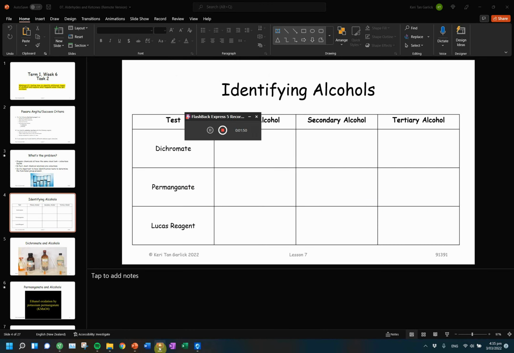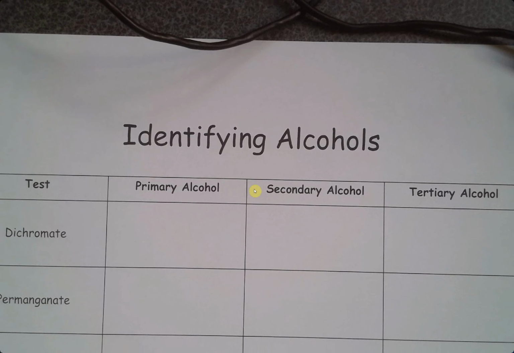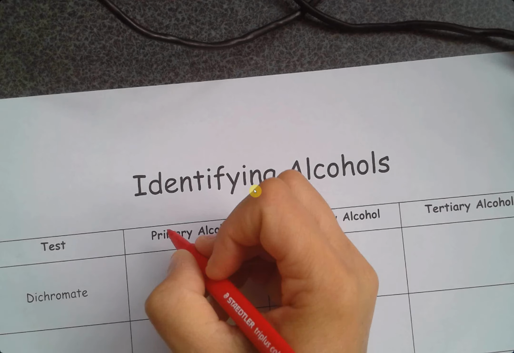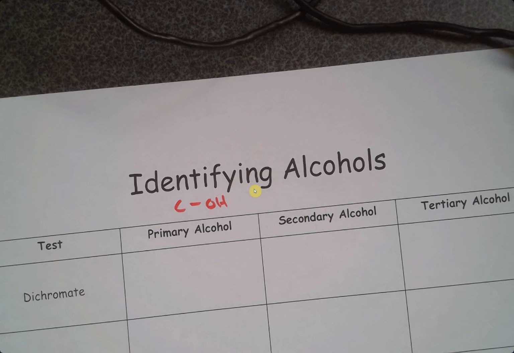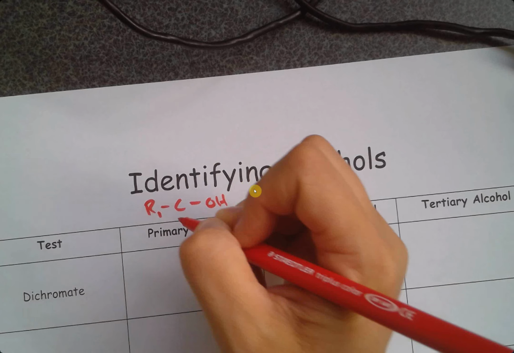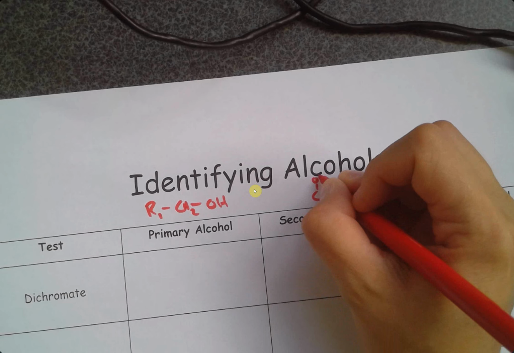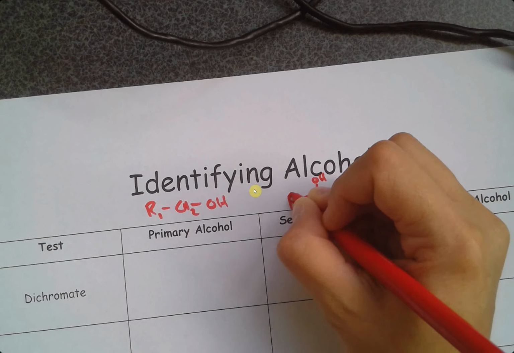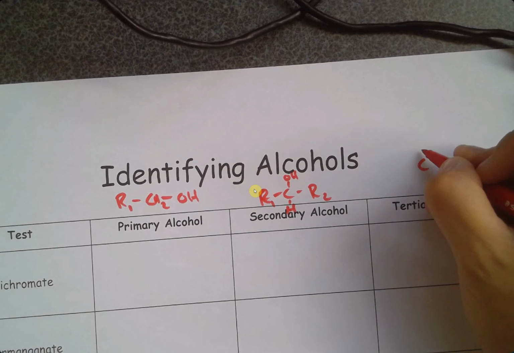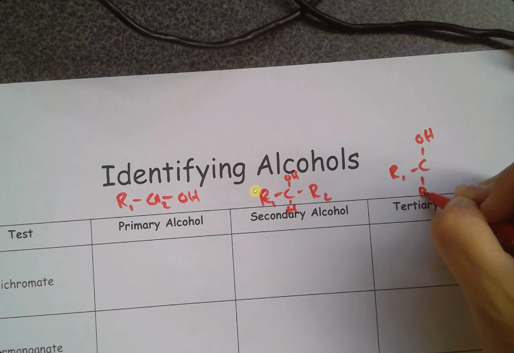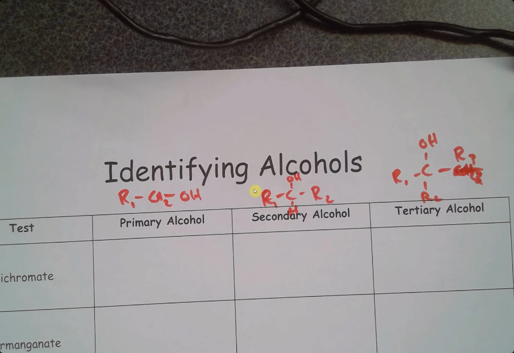I'll just switch to the document camera real quick as a little reminder of primary, secondary, and tertiary alcohols, just so you know what we're talking about. So a primary alcohol is when the alcohol is directly attached to a carbon, and that carbon has only one other carbon attached to it, and so the other two would be hydrogens. A secondary alcohol has two carbons attached to it. I'm just going to write R1 and R2 to represent a carbon chain, and then there's one hydrogen attached. And then tertiary, you have your alcohol attached to three carbons. And like I said, the R is representing some random carbon chain. I haven't specified which one.